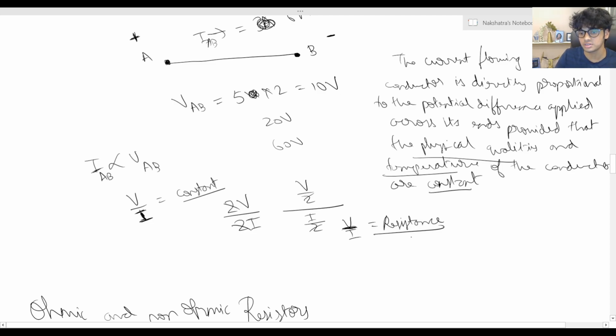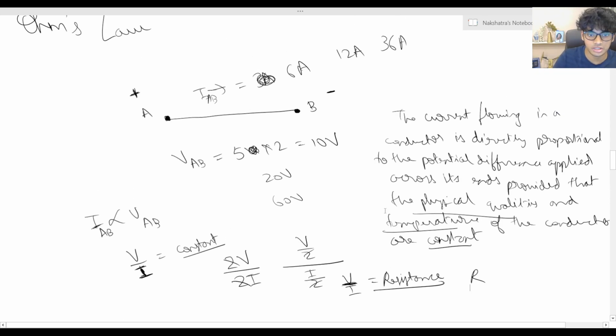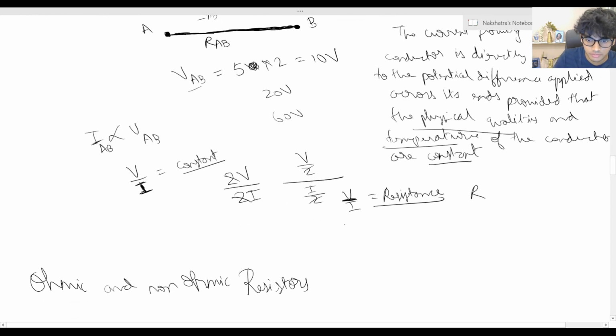This constant is equal to the resistance. So if this is my wire, you have current AB, you have VAB. Now let's say inside this wire, like we saw earlier, every wire has positive particles, so there are collisions. So every wire has its own resistance, so resistance AB, okay, this is the resistance of the wire.